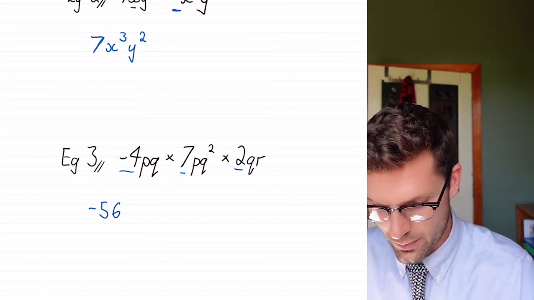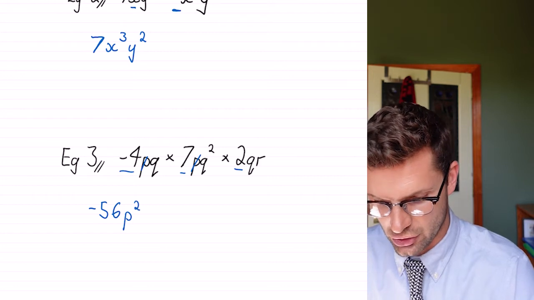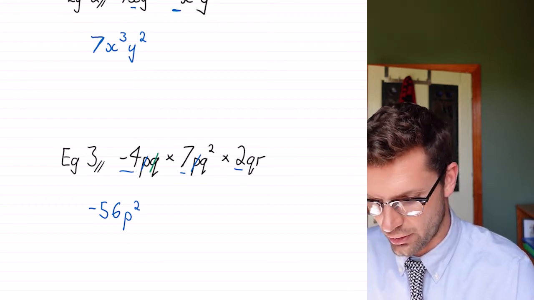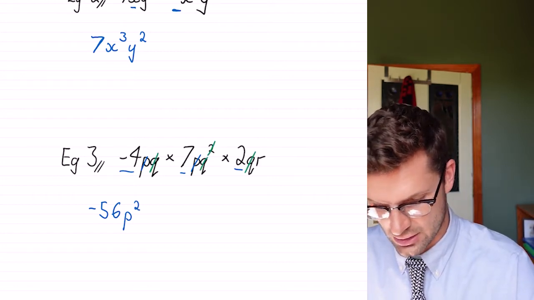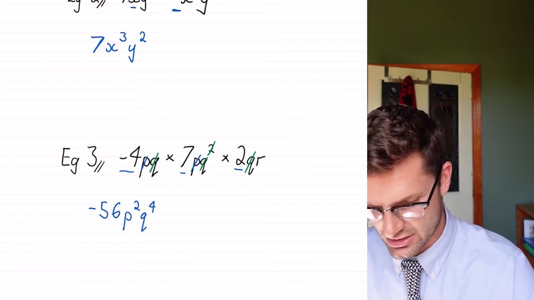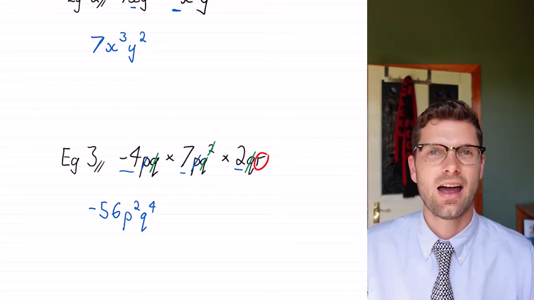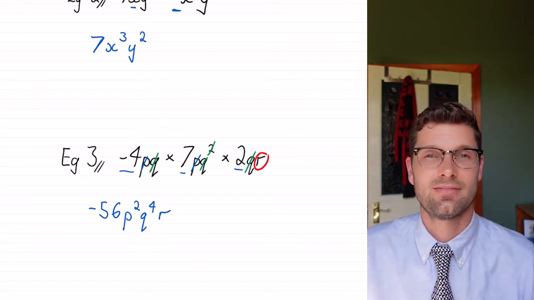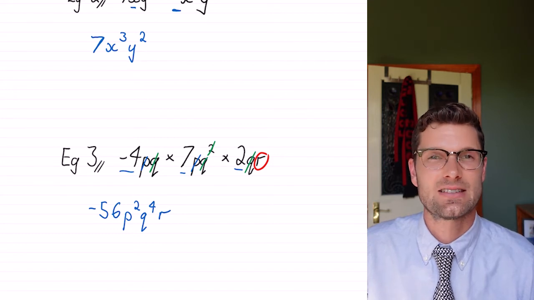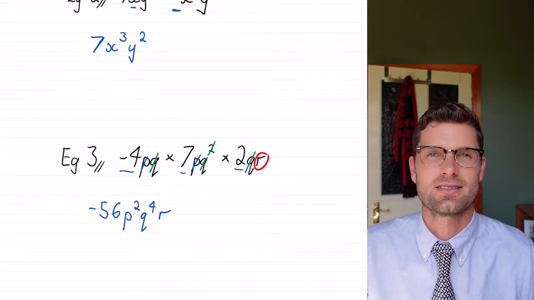So we've got 1p, 2p, so we've got p squared. Then all our q's, we've got 1q, 2, 3, 4 q's. So q to the power of 4, and then there's just the 1r at the end, so we're going to throw that in. That's all we've got to do. That's our final answer, and we have successfully simplified these algebraic expressions.